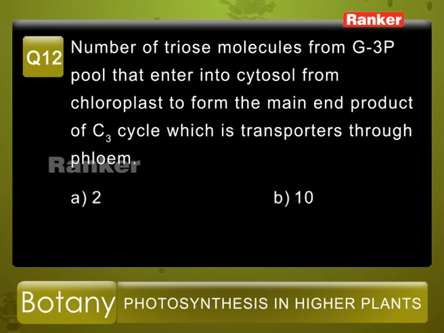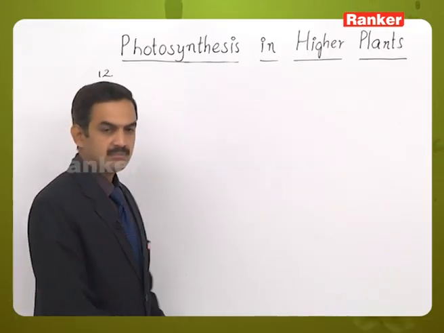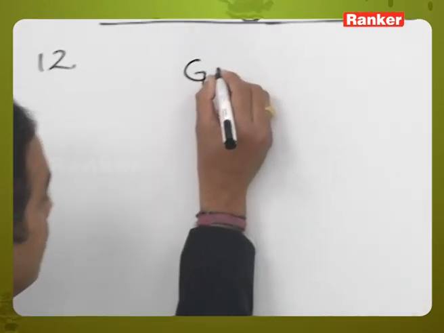Question number 12. Number of triose molecules from the G3P pool that enter the cytosol from the chloroplast to form the main end product of the C3 cycle, which is transported through phloem. The given options are A 2, B 10, C 4 and D 6. So here, the G3P pool.